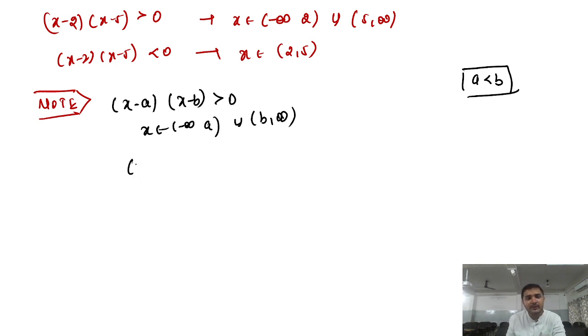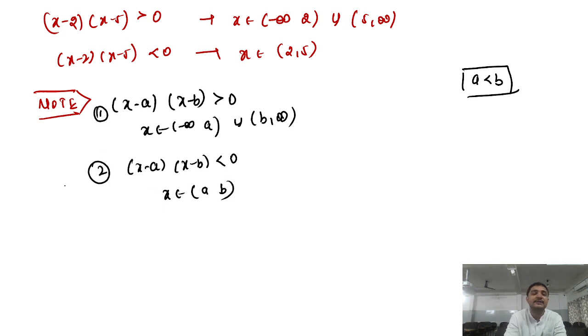Okay. If they are asking (x minus a)(x minus b) less than 0, directly we'll be answering x belongs to a to b. Right? So these are the direct answers we will be using for quadratic inequations. First of all, we'll be converting them into the factor form (x minus a)(x minus b), and then if they are asking greater than 0, I'll directly answer minus infinity to a union b to infinity, provided a is less than b, right? And if they are asking less than 0, I'll directly answer x belongs to a to b.